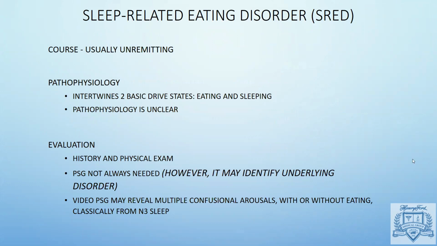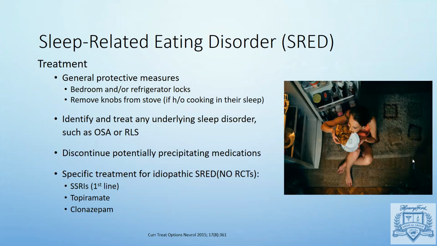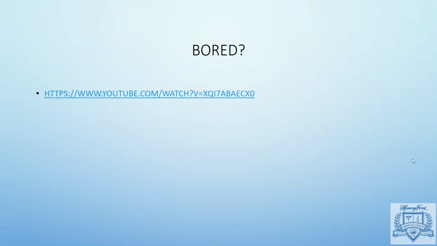PSG is not really needed unless you want to rule out other disorders. Treatment, again, safety, protection. There are no randomized control trials to find out if there's any medication that works. Based on anecdotal information, SSRIs are usually the first line for this, but almost always there's an underlying sleep disorder or a medication, an offending agent that, once you stop it, it'll go away. For my practice, that's basically what I've had. I've seen a lot of patients on Ambien who come in with sleepwalking or sleep eating. They've actually got into the car before the families have caught them.